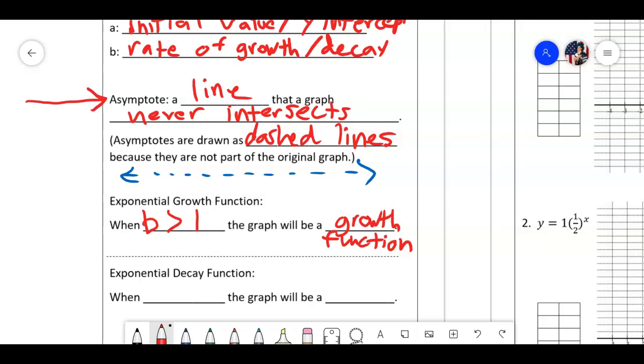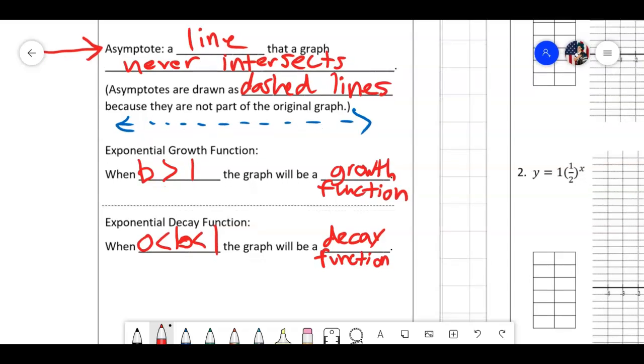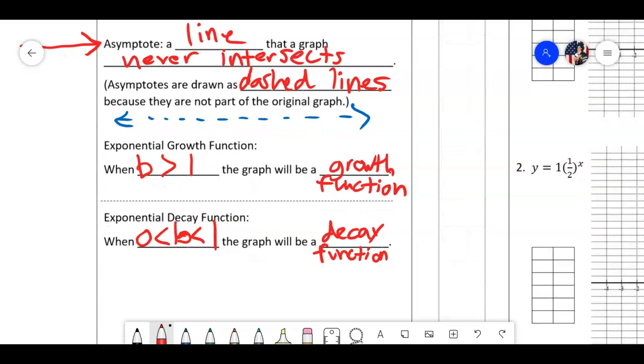But if b is not greater than 1, but not negative, so basically between 0 and 1, if it's some sort of fraction or decimal between 0 and 1, let's write it like this: 0 less than b less than 1. If b is between 0 and 1, then it's going to be a decay function. All right, we're about to flip it over, so make sure you get this stuff down.